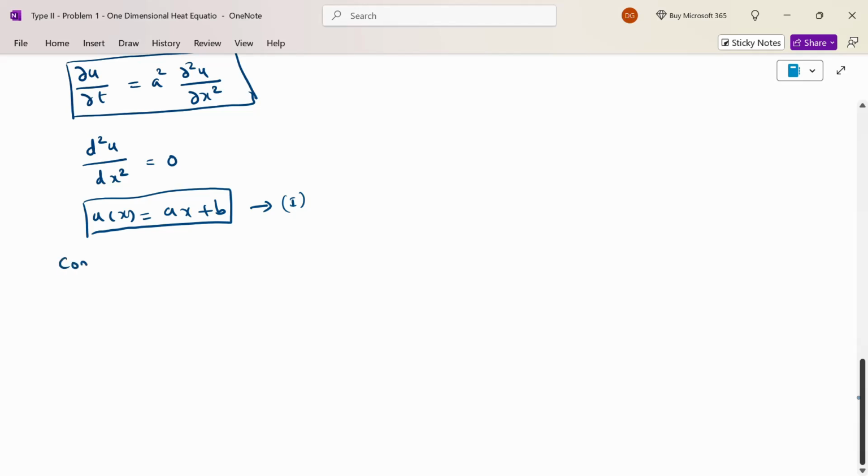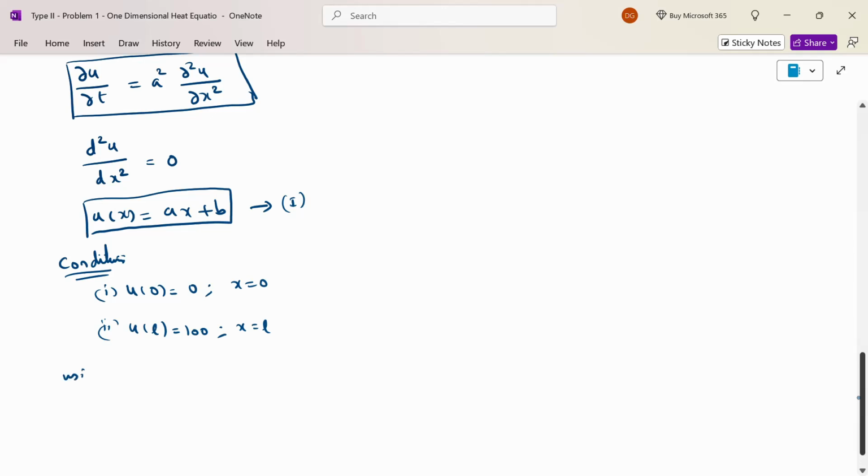Then the conditions. What are the conditions given in the problem? The first condition is at x equals 0, and the other condition is at x equals L. Because these are boundary conditions, u of 0 equals 0 and u of L equals 100, that is, 0 degree temperature and 100 degree temperature. Now I am going to apply these conditions to the solution to get the value of u of x.